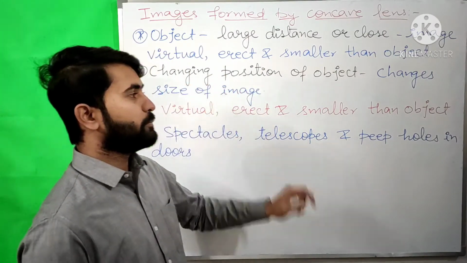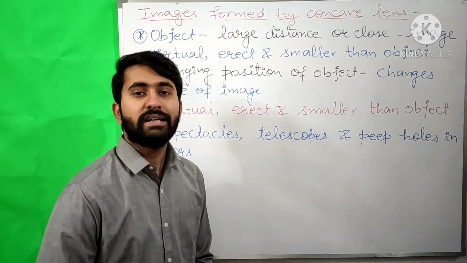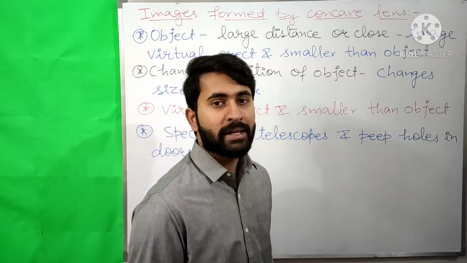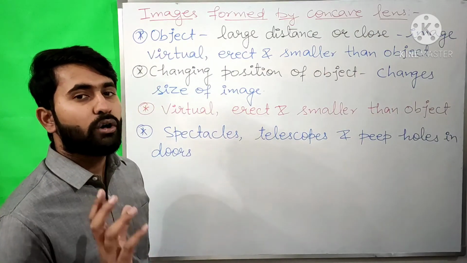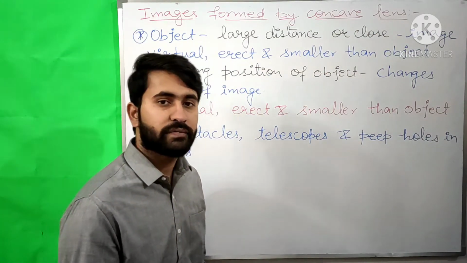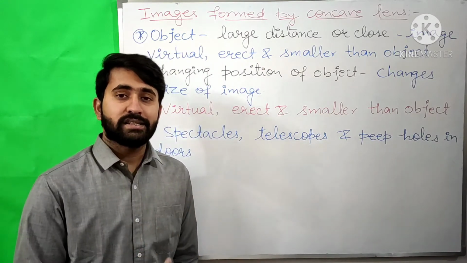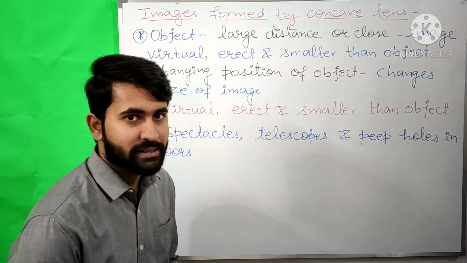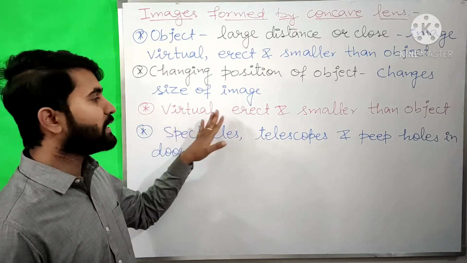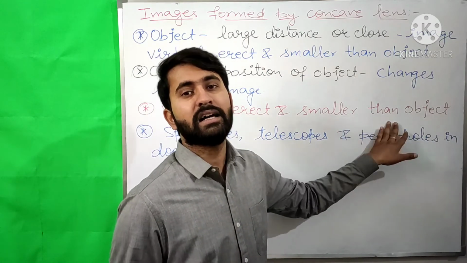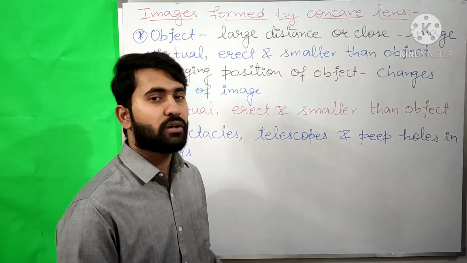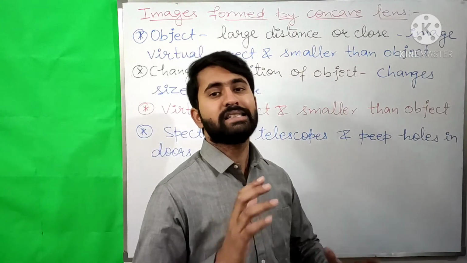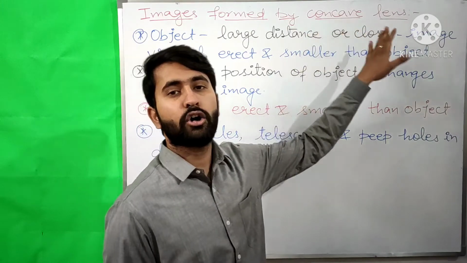Changing the position of the object in front of a concave lens only changes the size of the image, but in every case the size of the image formed by the concave lens always remains smaller than the size of the object. So whatever be the distance of the object from the concave lens, the image formed by a concave lens always remains virtual, erect and smaller in size than the object, or we can say the image formed is always diminished in size. We cannot obtain an image that is larger in size than the object by using a concave lens.